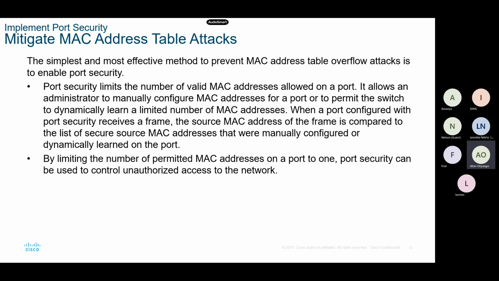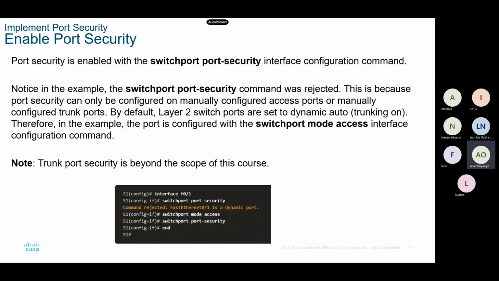So when a port configured with port security receives a frame, the MAC address of that frame is compared with the list of any secure MAC addresses that it was allowed to learn. By limiting the MAC addresses on that port, let's say to only one MAC address, the port can only be used to learn one MAC address at a time. If a second MAC address tries to connect to that port, it's denied.